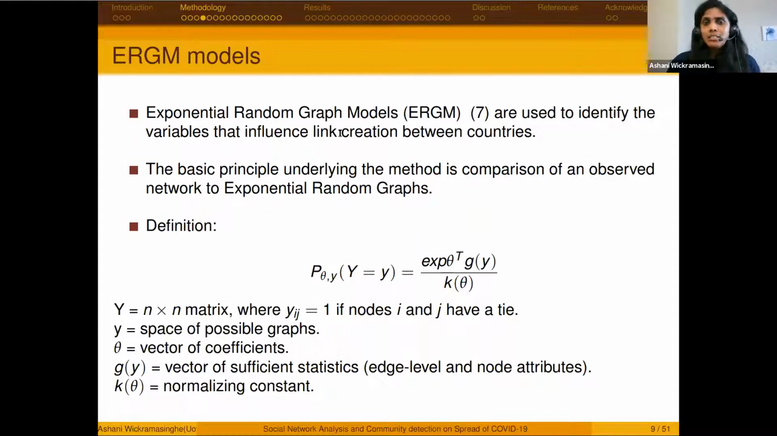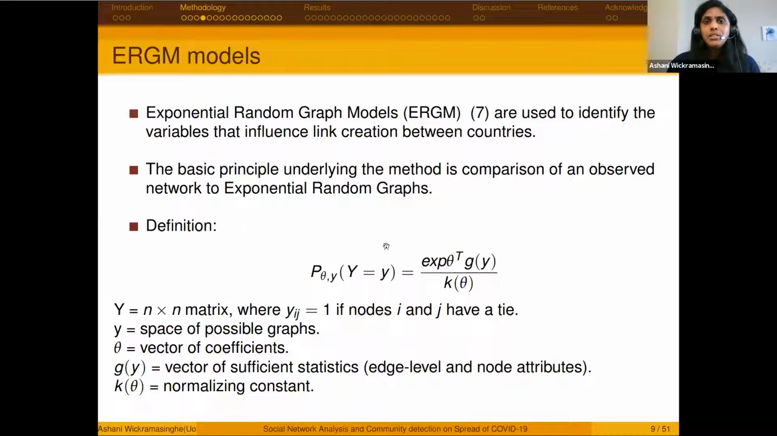Then we considered developing models to identify the variables which influence making a link between countries. We used an ERGM model. This model will compare the observed network to exponential random graphs. Here you can see the definition. This shows the probability of a possible graph.